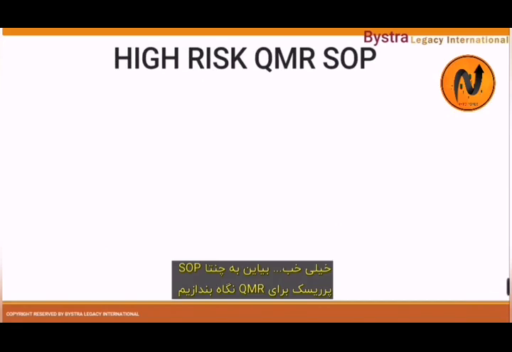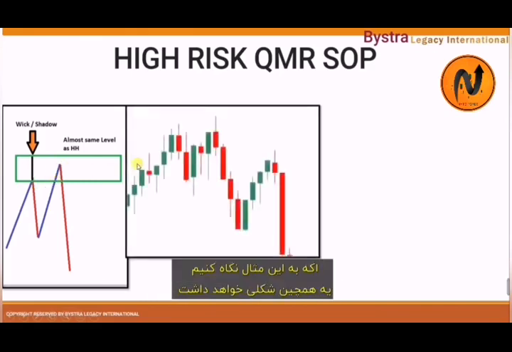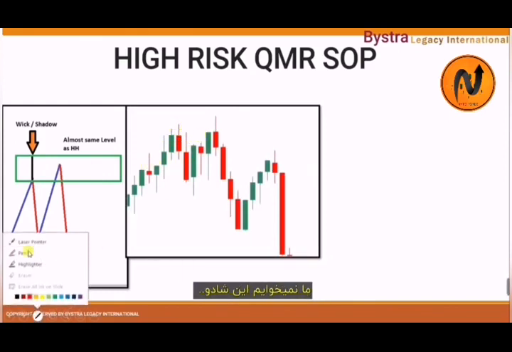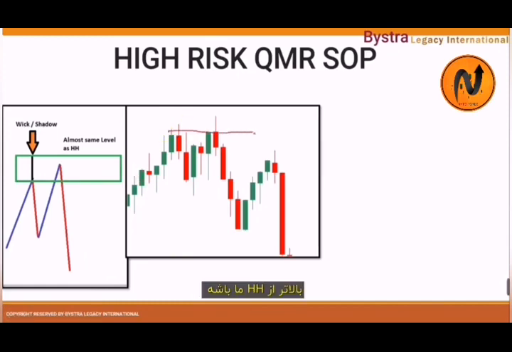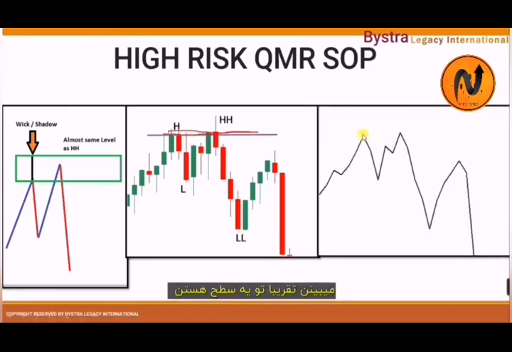Alright, let's look at some of the high risk QMR SOP. The first one is this. You can see here that the wick or the shadow of the left shoulder is almost the same level as the higher high, or even higher than the higher high. If we look at this sample, this is how it looks. You see this wick here? We do not want this wick to be above our higher high. It is very high risk. And if you look at the line chart, here it goes. See, they are almost the same. So this is very high risk, and we should avoid this kind of QMR.